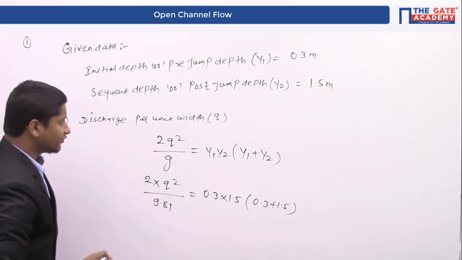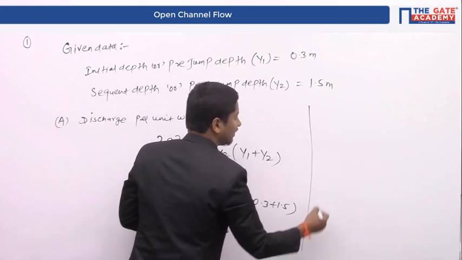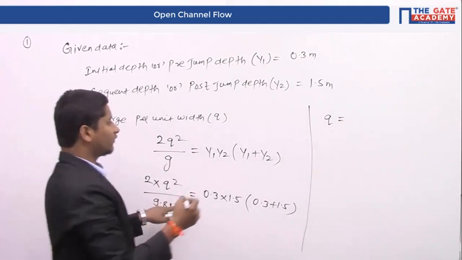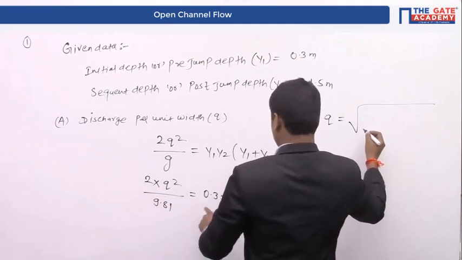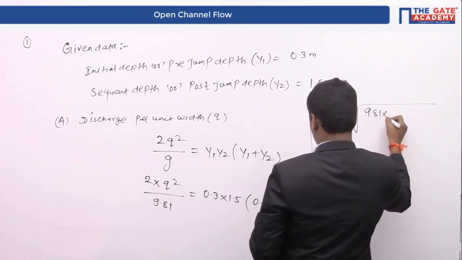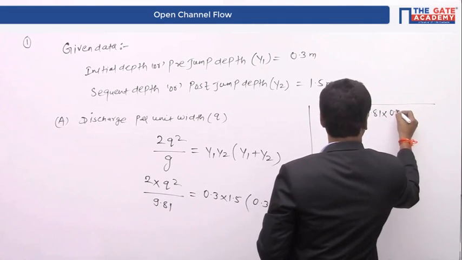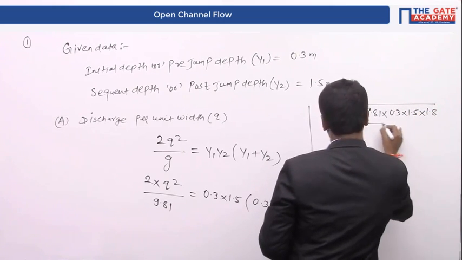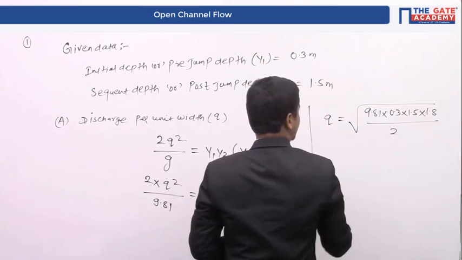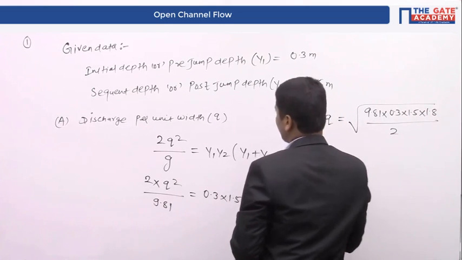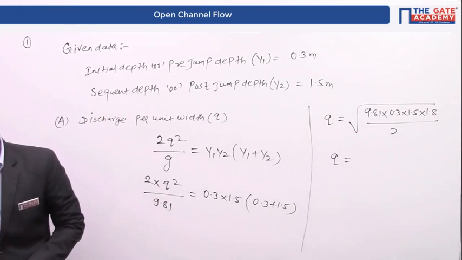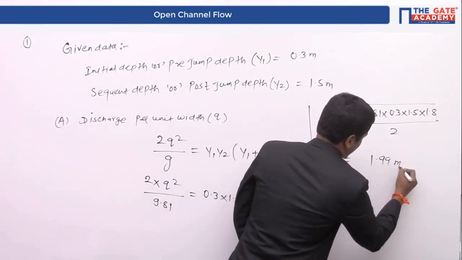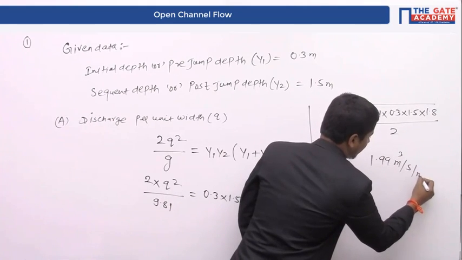So the value which we will get, that is q. After solving this, what will you get? Q equal to root under 9.81 into 0.3 into 1.5 into 1.8 upon 2. If you calculate this part, the value you will get will be 1.99 meter cube per second per meter.